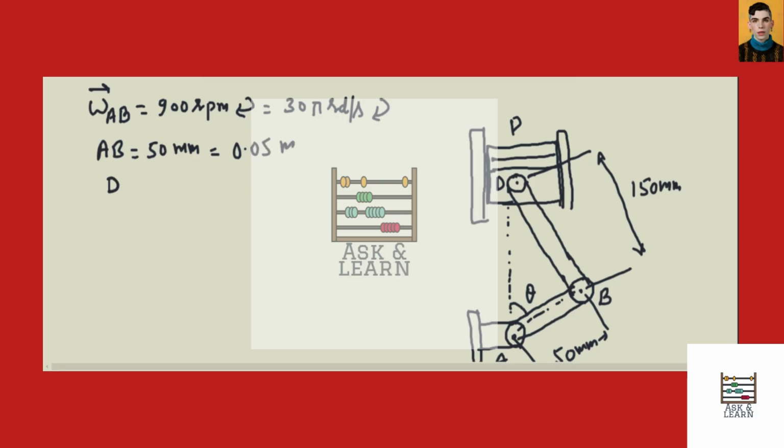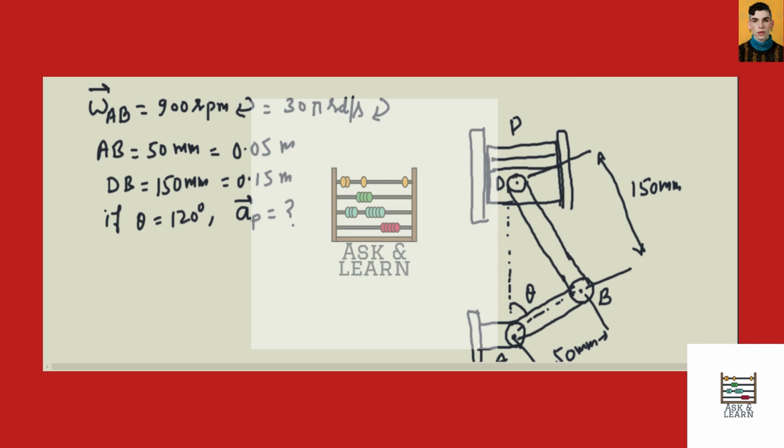BD is given 150 millimeter, that is 0.15 meter. If theta having the value 120 degree, then we have to find acceleration of the piston. Now let us start solving it.